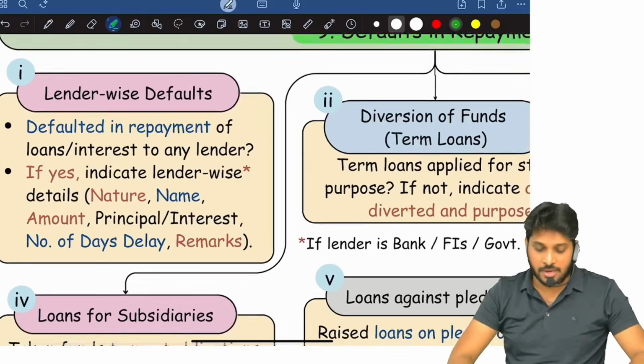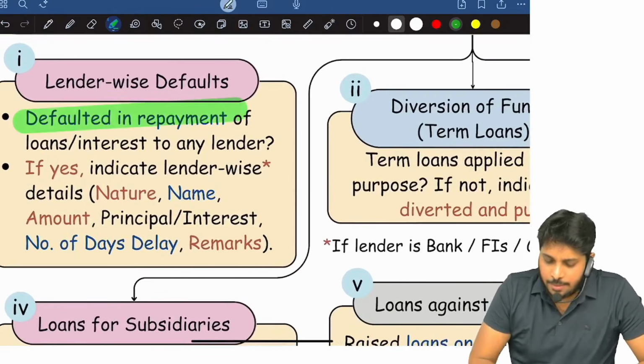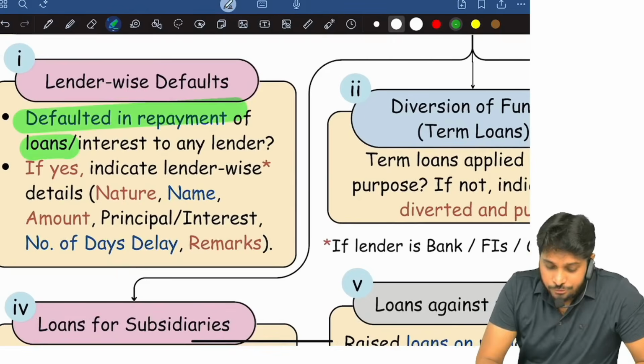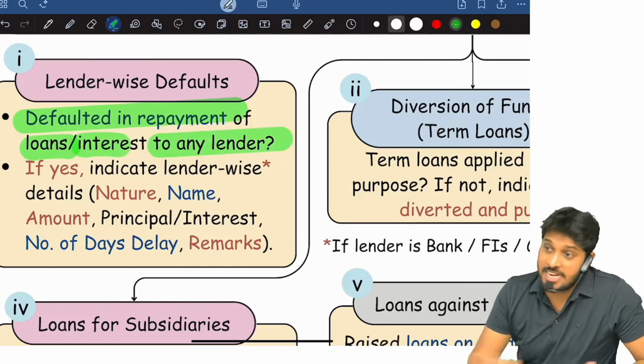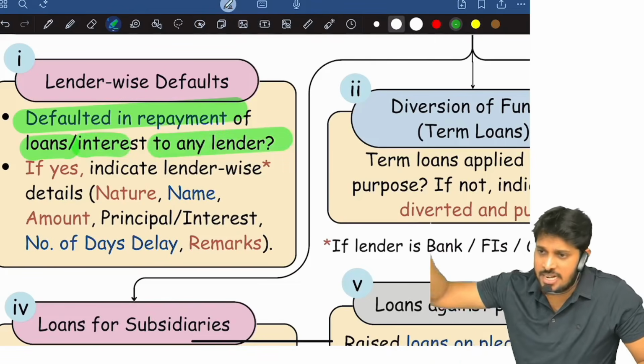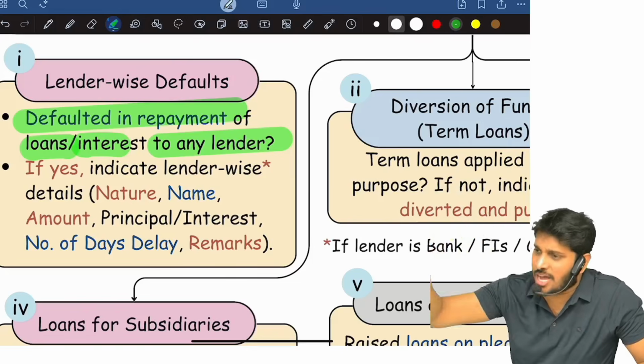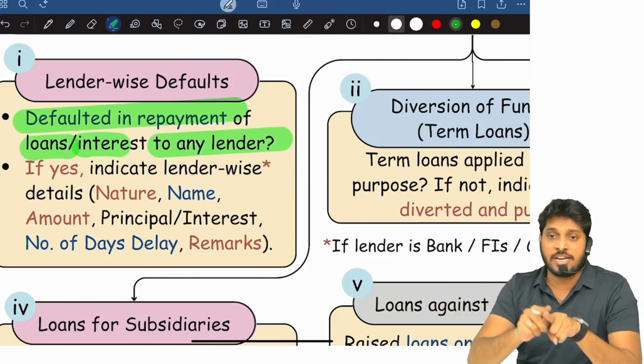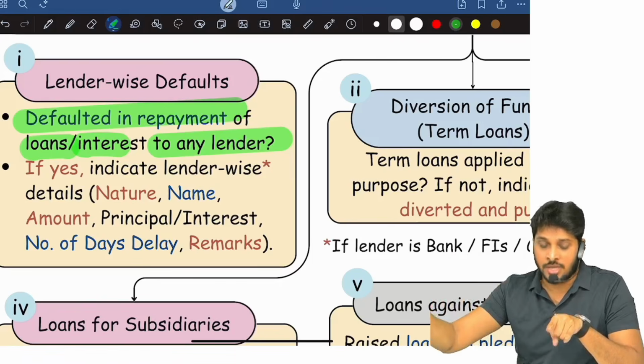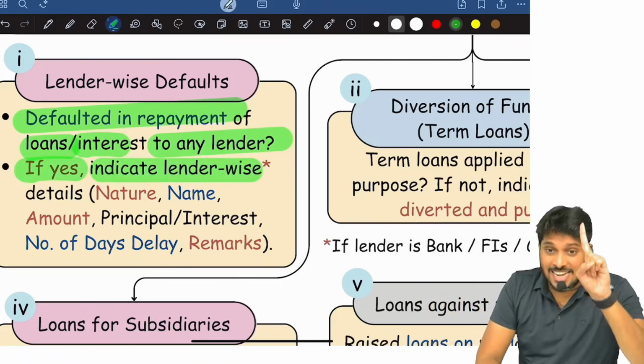Defaults in repayment. Whether the company has defaulted in repayment of loans or interest to any lender. Any lender, the question is applicable here: related party, unrelated party, bank, financial institution, government, debenture holders, anybody. Did the company default in repayment of dues to lenders? If so, indicate lender-wise details.